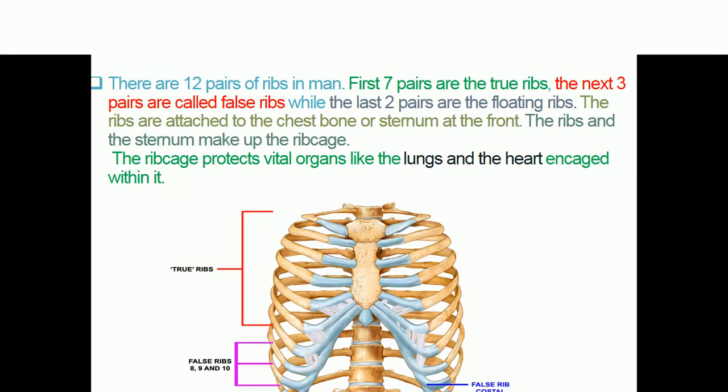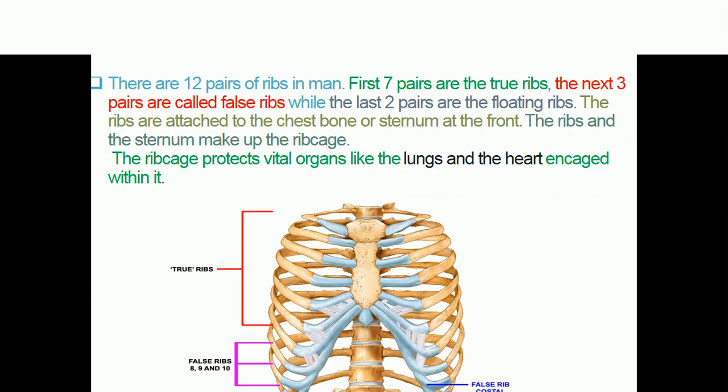at the front. The next 3 pairs are called the false ribs because they are attached to the thoracic vertebrae at the back and to the 7th pair at the front, while the last 2 pairs are the floating ribs. They are attached to the thoracic vertebrae at the back and attached to nothing at the front.